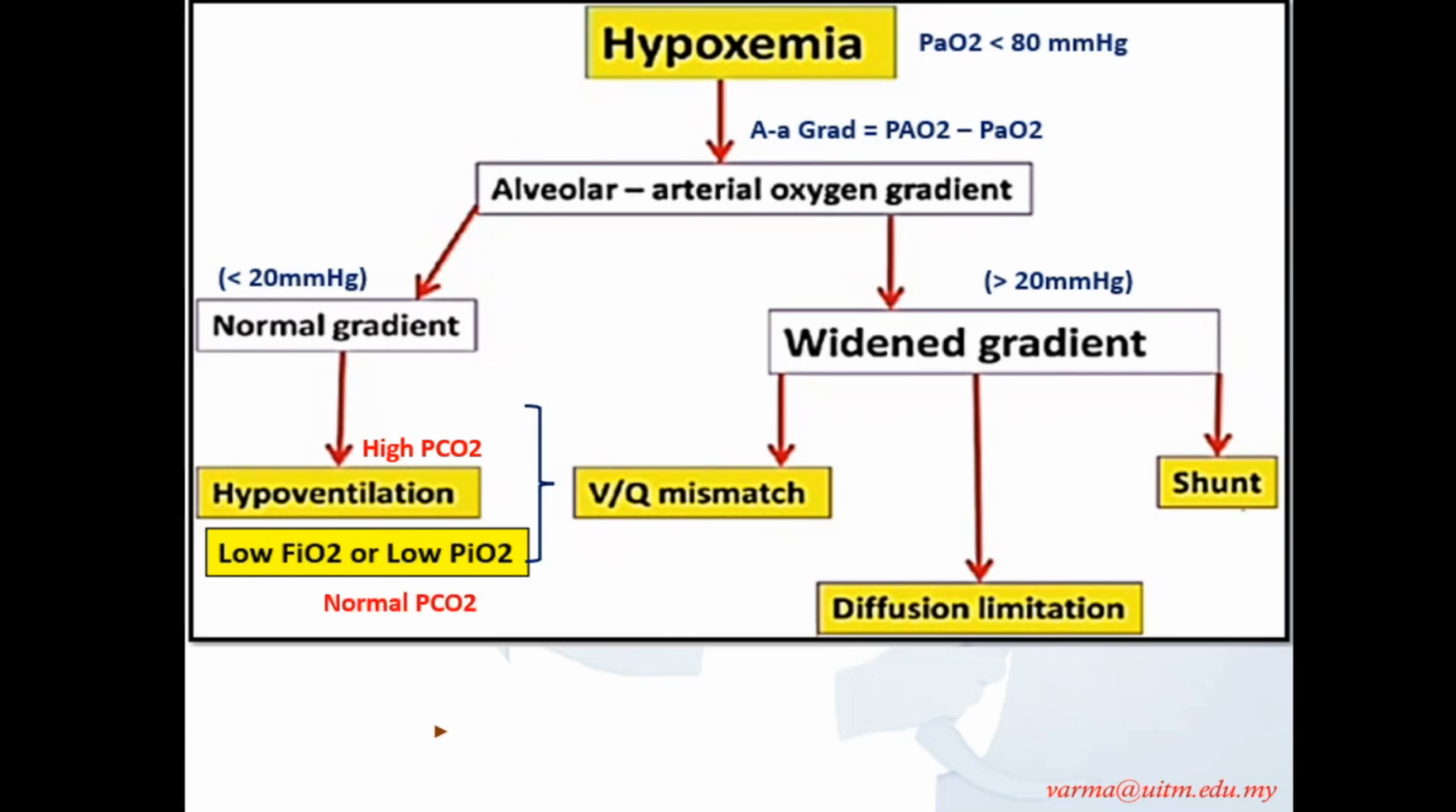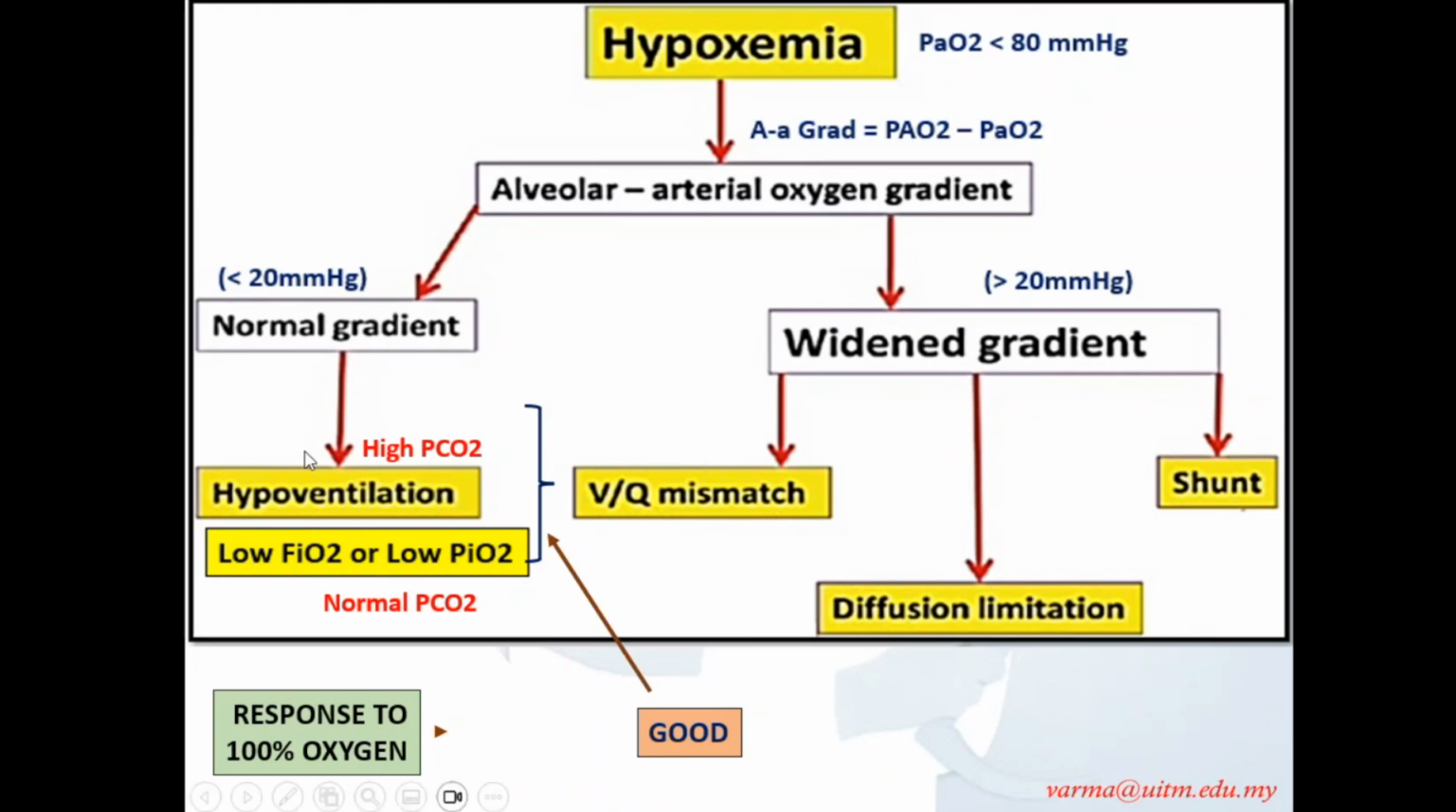Then another way we can differentiate what the causes are is to give 100% oxygen and look at the response to 100% oxygen. The response will be good in a patient with hypoventilation, a patient breathing a low FiO2, obviously, or a patient having a VQ mismatch. Because V over Q, right? You increase your FiO2, the ventilation part of your equation goes up because of high FiO2. So the VQ mismatch will improve.